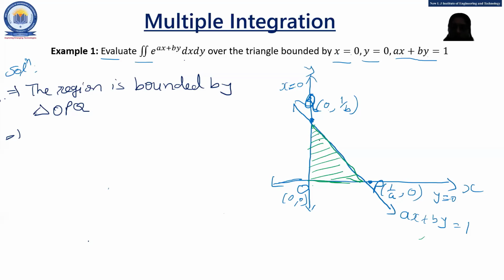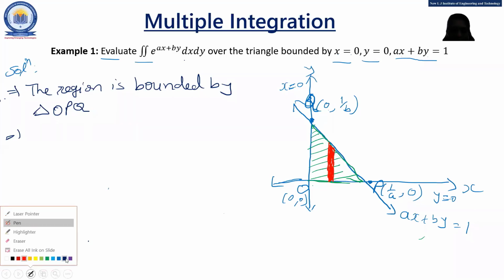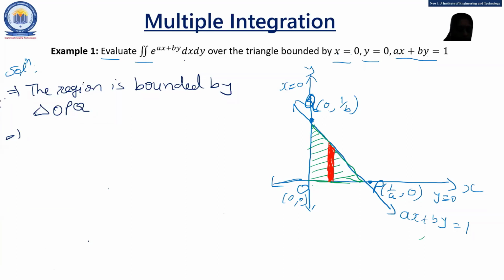Here, I am drawing a vertical strip. Okay, students, I am taking a vertical strip. A vertical strip means it is parallel to the y-axis. As it is parallel to the y-axis, I am doing my integration first with respect to y. So I am taking a vertical strip. So draw a vertical strip AB.